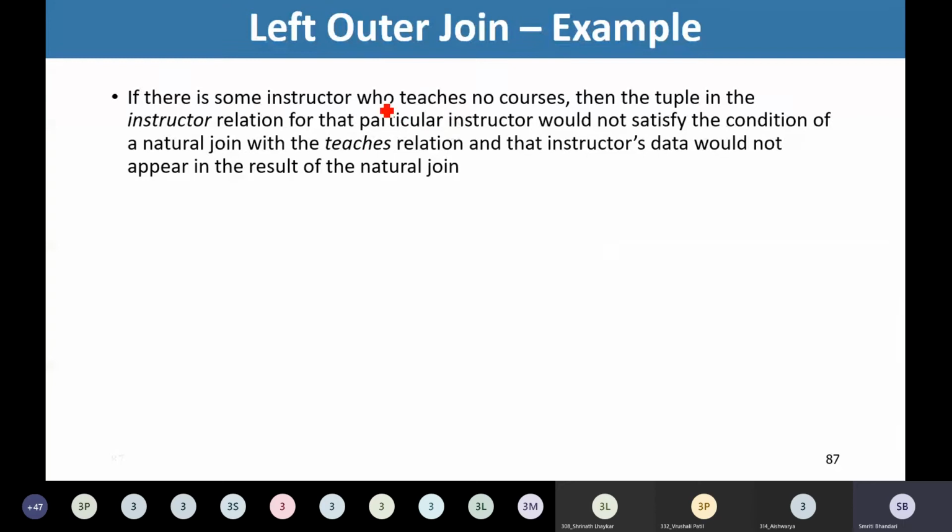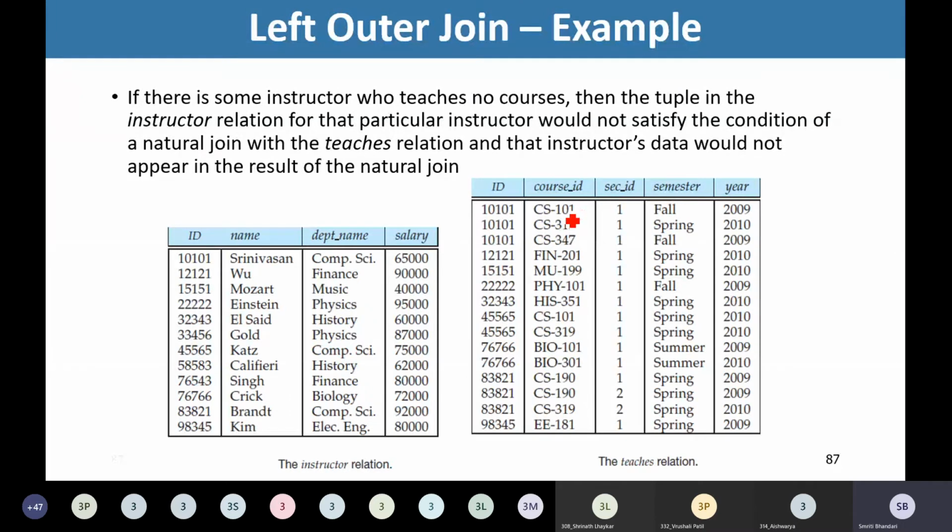So let me give you a few examples now. Suppose there is some instructor who teaches no courses. Then the tuple in the instructor relation for that particular instructor would not satisfy the condition of a natural join with the teaches relation. If we perform the natural join, that instructor's data would not appear in the result. So let us assume two instances of the instructor relation and the teaches relation. Now, can you find any instructor in the instructor relation who is not teaching any course?